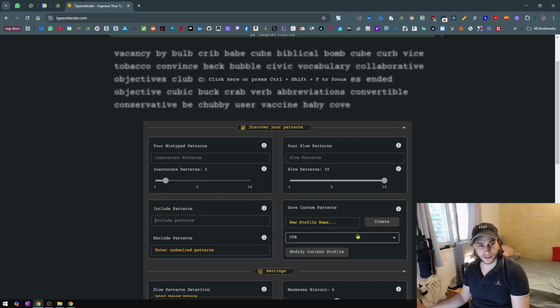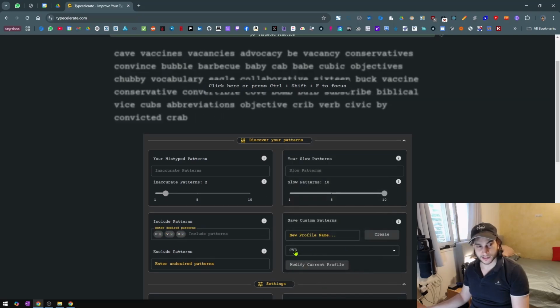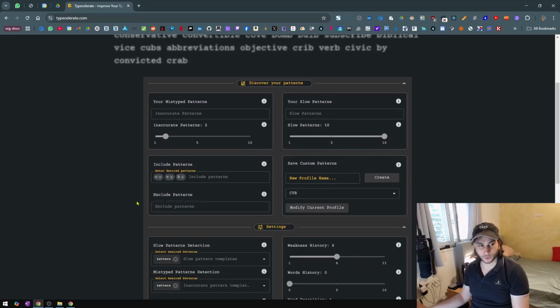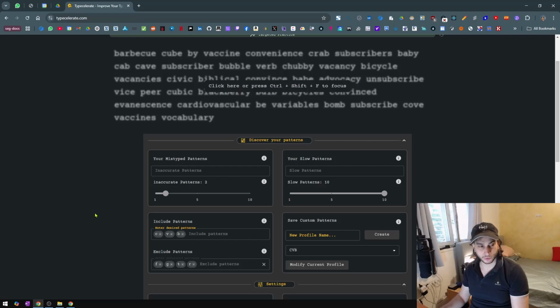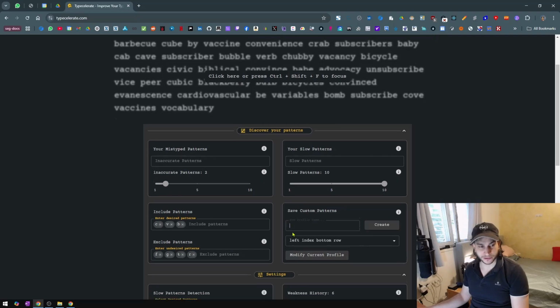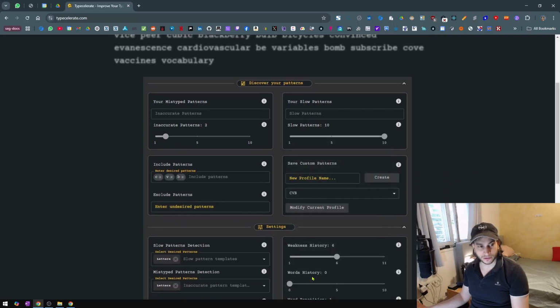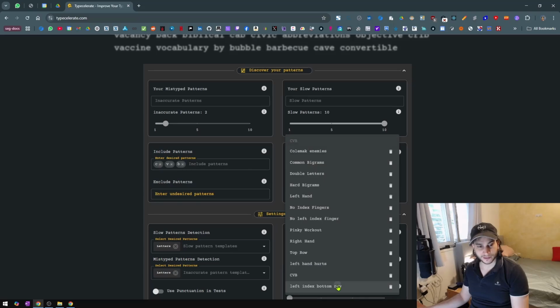And now if we clear this and we choose CVB, then it pops out right here. And these profiles actually also include the exclude patterns, right? So you can decide to practice your C, V, B, but you don't want to overload the index finger in this session, so you exclude F, G, T, and R, for example. So let's call this profile, I don't know, left index bottom row. What a bad name, huh? Yeah, so I saved it right here, and now you can see I have the two different profiles, the CVB one and the left index bottom row.